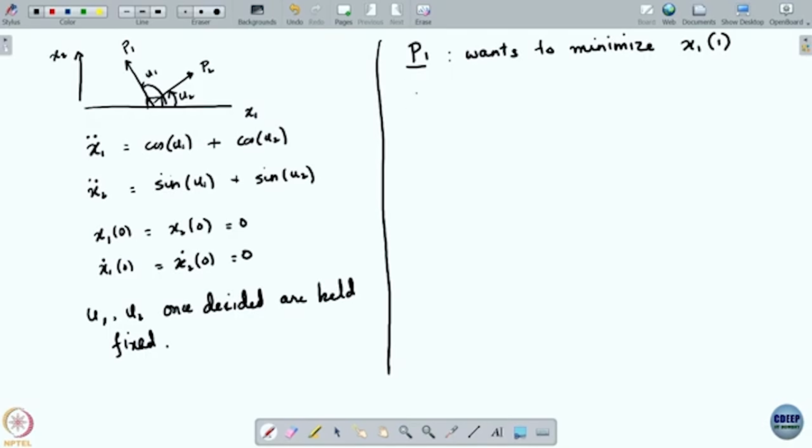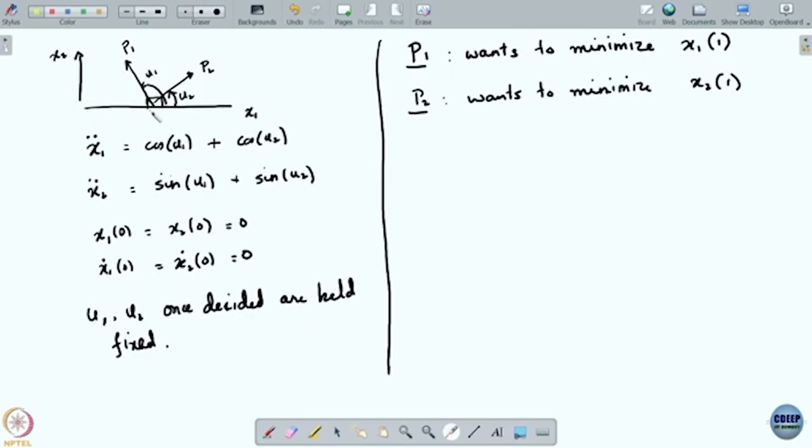Player 2 wants to minimize x2 of 1. x2 of 1 is the position along the x2, the vertical axis here, alright. So, you can see basically the goal: player 1 essentially wants to pull the block in this direction effectively, that is where his attempt is. Player 2 wants to pull the block in this direction, right.